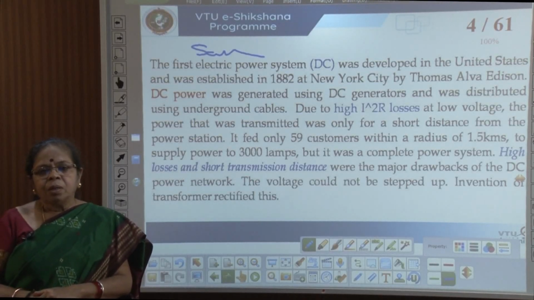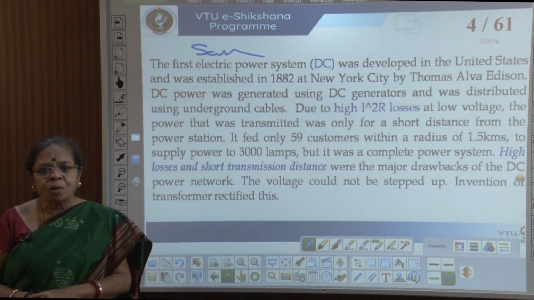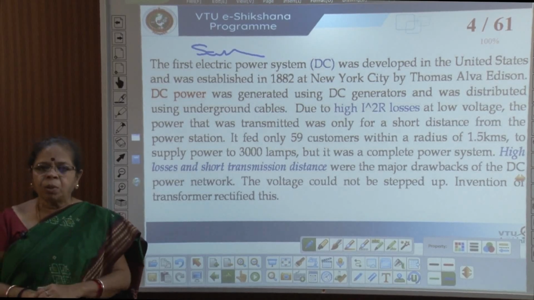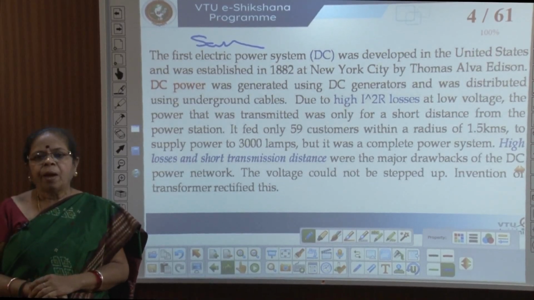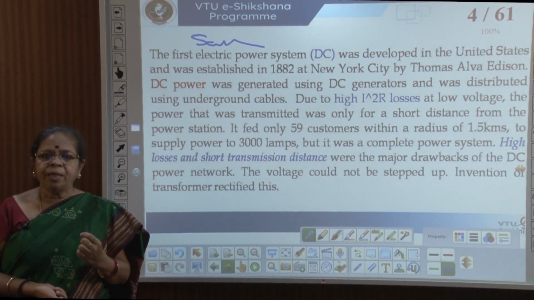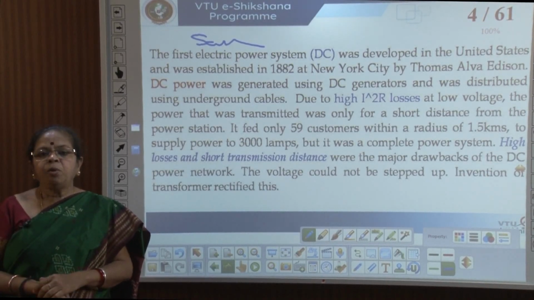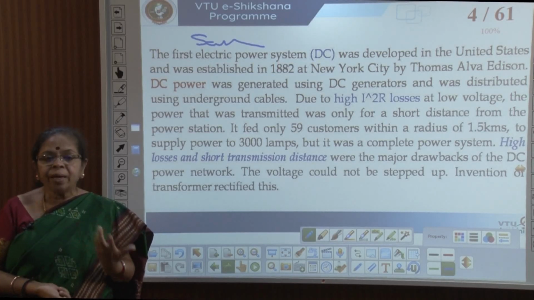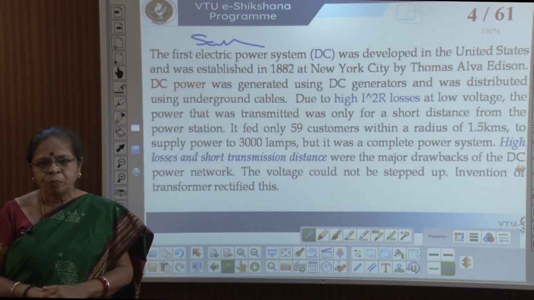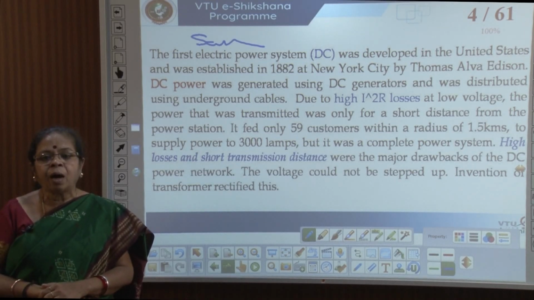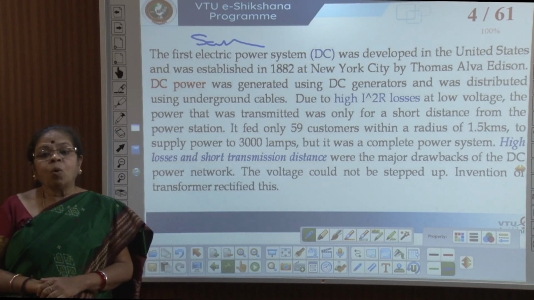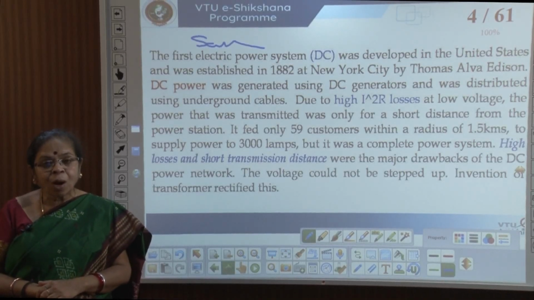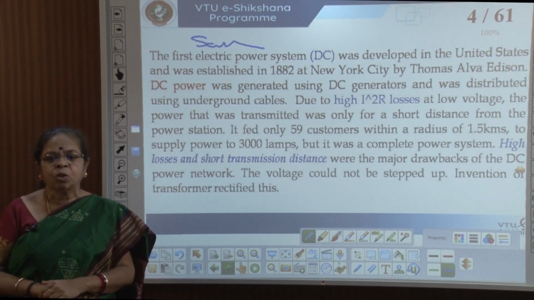Now, due to the high I squared R loss, that is the conductor loss. To transmit electric power, you need conductors, and conductors have finite resistance. When current flows through a resistor, there will be some energy lost as heat. This we call the I squared R loss. So you have a very high loss at low voltage. We will see why low voltages cause higher losses soon.